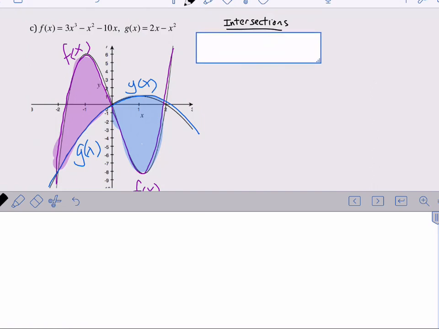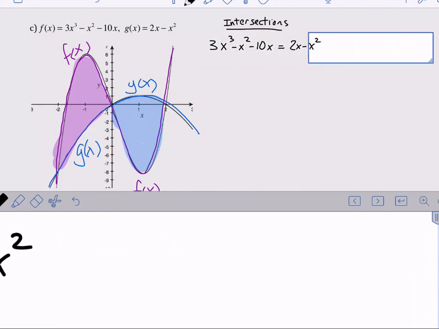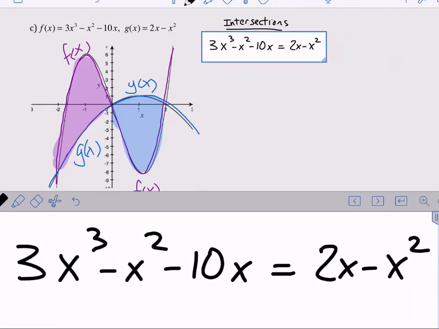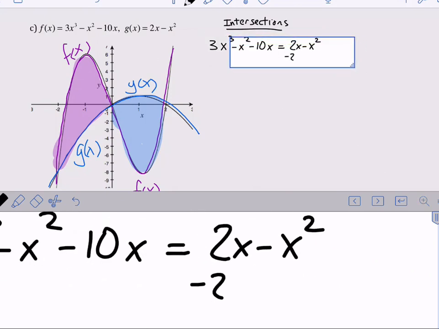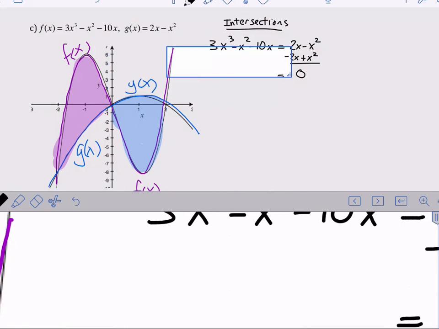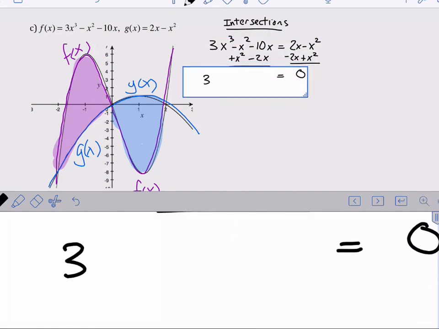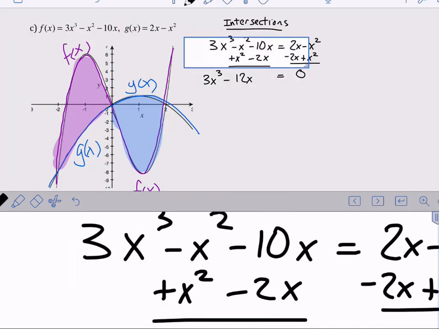All right, and to do that, we're going to actually set the functions equal to each other. So 3x cubed minus x squared minus 10x, and we're going to set this equal to 2x minus x squared. In order to solve this, we want to get it equal to 0. So we're going to subtract 2x and add x squared, and that will give me 0 here on the right-hand side. I'll line it up with like terms. So we're left with 3x cubed, and then minus 12x. The x squared terms cancel out there.